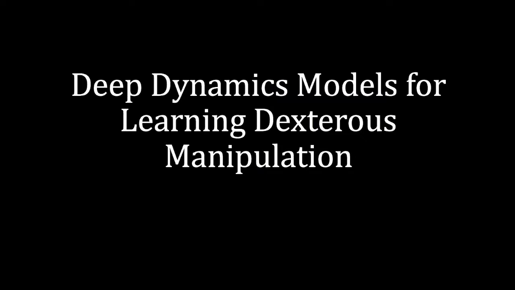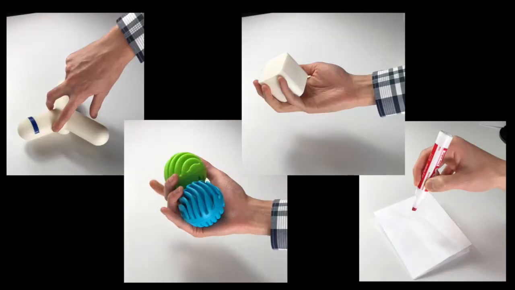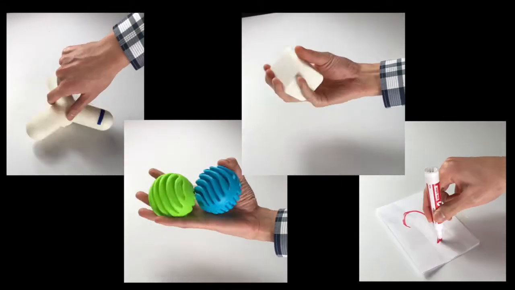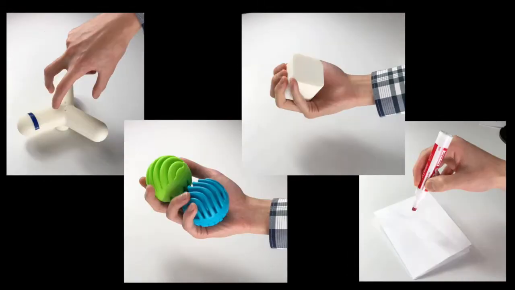Deep dynamics models for learning dexterous manipulation. Dexterous manipulation with multi-fingered hands represents a grand challenge in robotics. Although some real-world tasks can be accomplished with simple parallel jaw grippers, there are countless tasks in which dexterity is critical. This first task involves rotating a 1 degree of freedom valve to arbitrary goal positions.